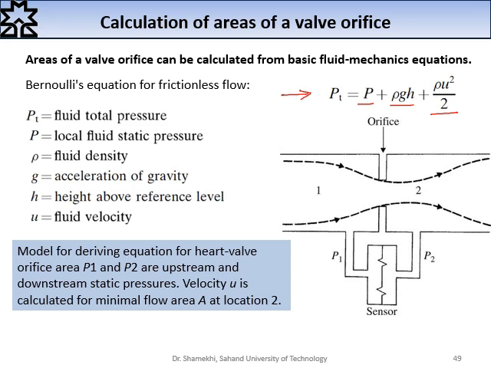Also, in this schematic, we will measure P1 and P2. P1 is the upstream and P2 is the downstream static pressure. As you can see, we measure here. And velocity U is calculated for minimal flow area A at location 2. This U is the velocity at location 2.